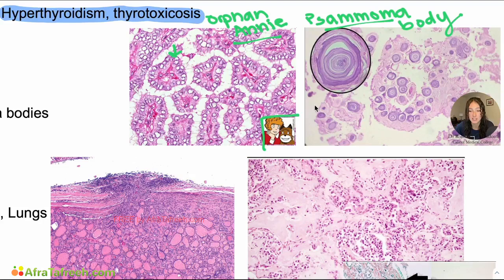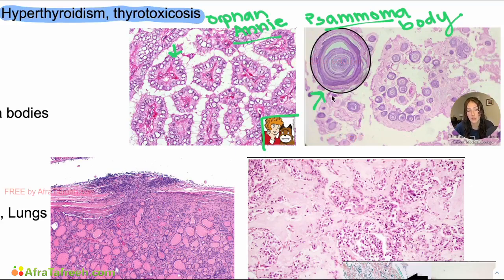Additionally, over here you can see a psammoma body. The psammoma body right here kind of has this onion skinning appearance. It looks like you've dropped a drop of paint into a bucket of water and it's spreading out these concentric rings. These are also commonly seen in the presentation of papillary thyroid carcinoma.